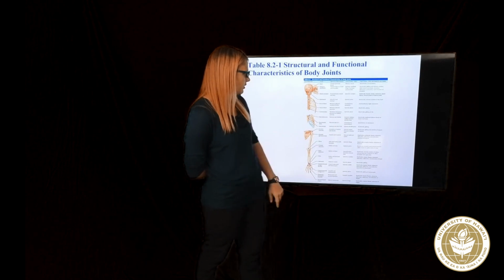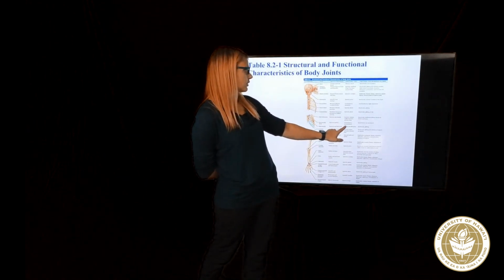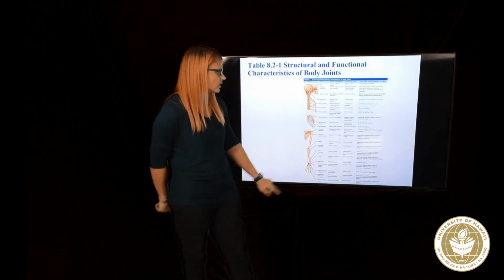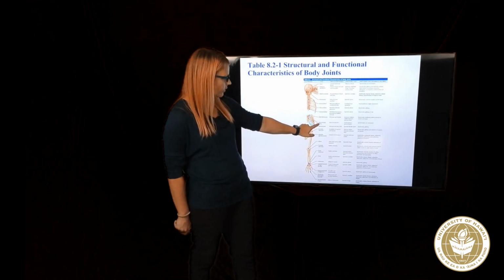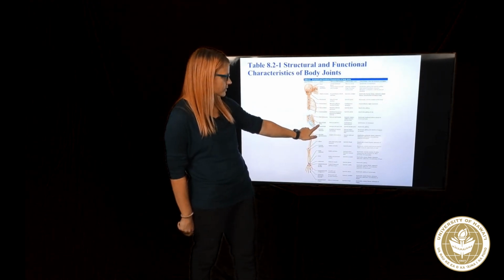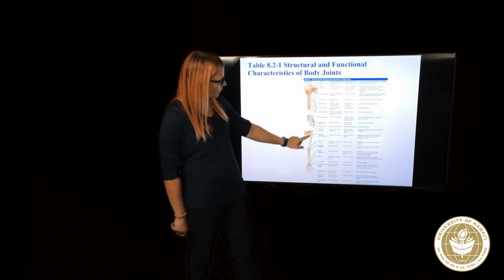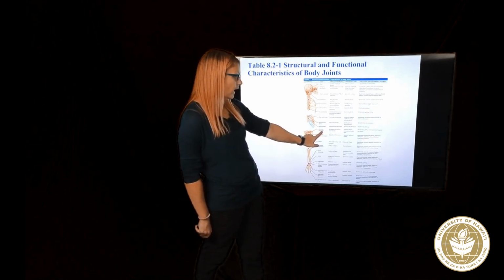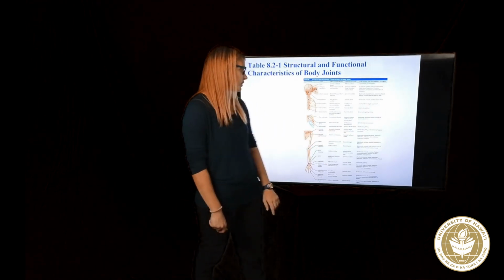Sternoclavicular, synovial. Sternocostal, that's going to be cartilaginous. And we have the first one, and then we have the second one as well, but it's also synovial. We have our acromioclavicular, that's synovial as well.